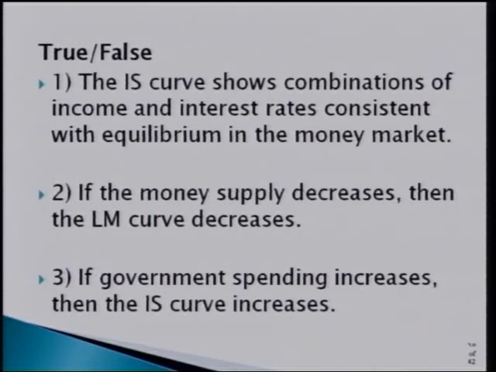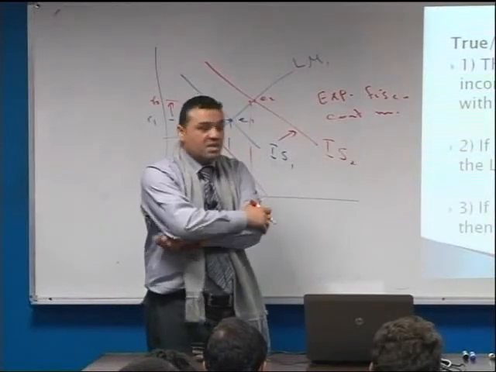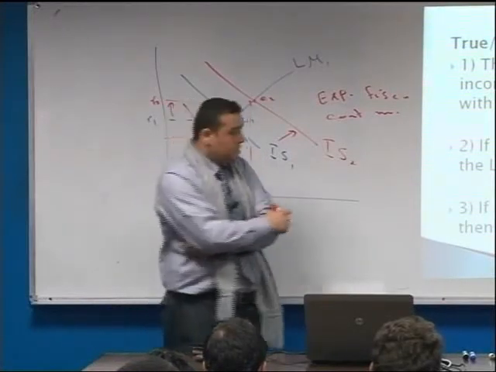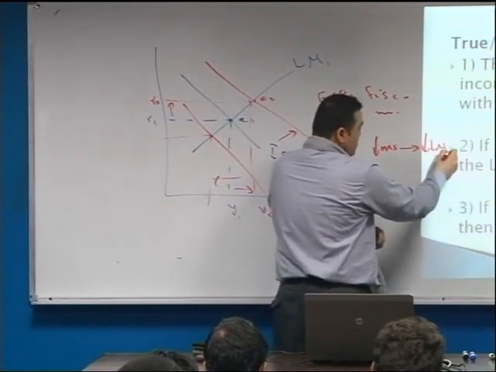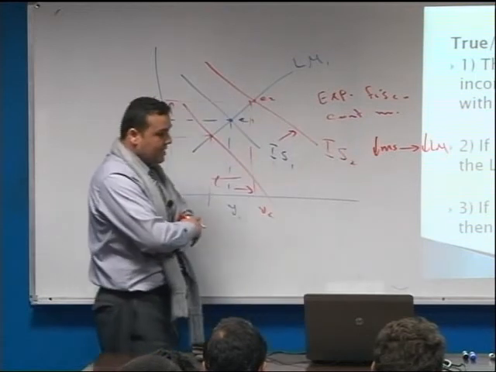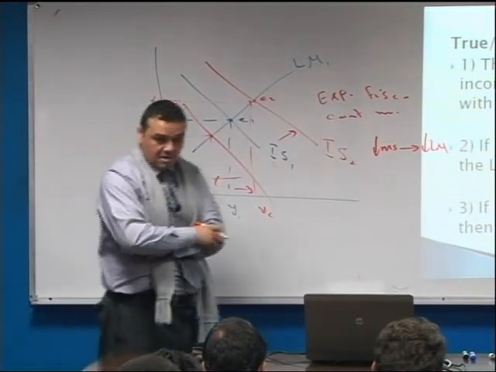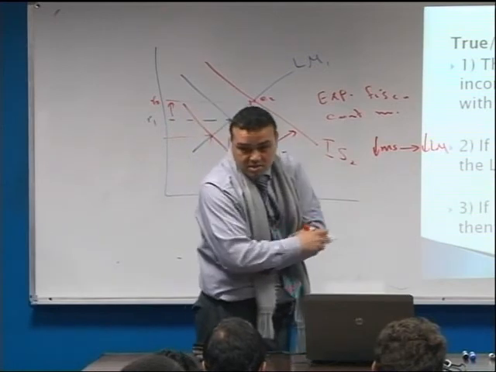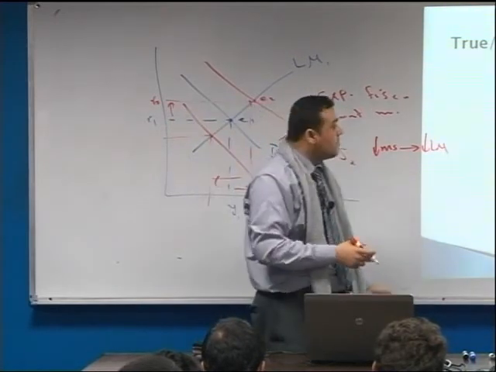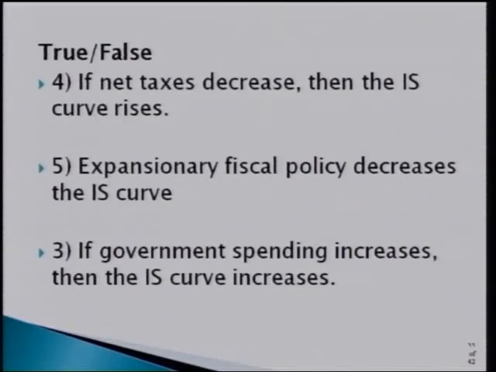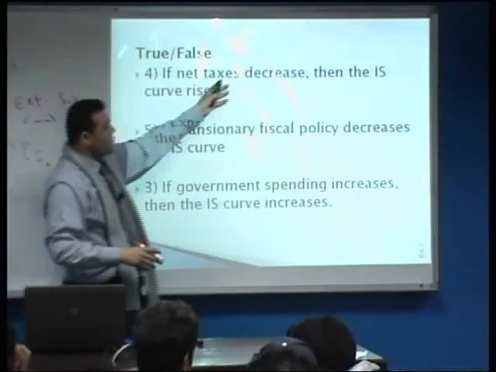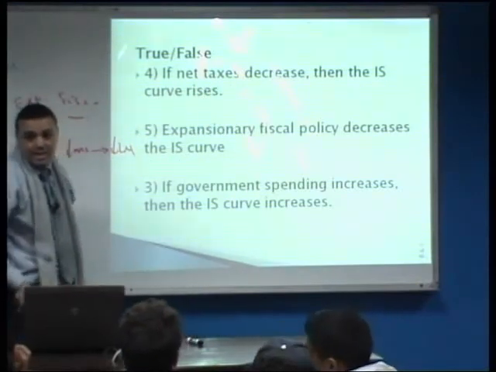If the money supply decreased, then the LM curve decreased. That means a decrease in the money supply causes a decrease in the LM. Correct. If the government spending increased, the IS curve increased. Right, because it's an expansionary fiscal. The last thing: if the net taxes decreased, the IS curve rises. True. Yes, a decrease in net taxes causes an increase, because this is expansionary fiscal.